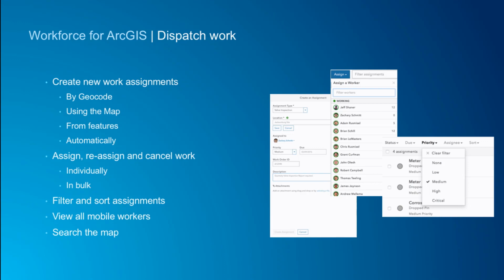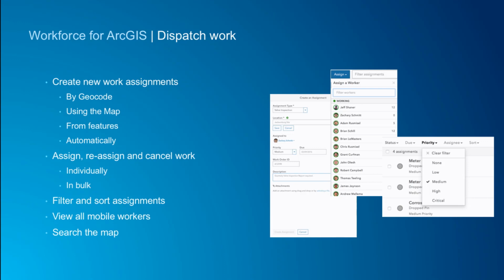They can do it through geocoding, looking for an address through the geocoder. They can also use the map to just simply click on the location. They can click on those individual assets, like the hydrants that I talked about, or they can do it automatically, which is what Aaron's going to be showing in a little bit.